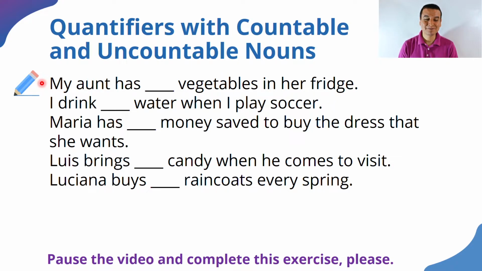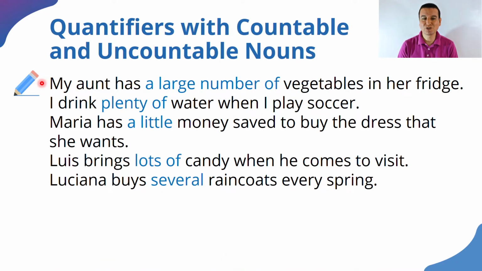All right. Thank you very much for having done that. And here I have some sample answers for you. The first one could be, my aunt, or some people say my aunt, has a large number of vegetables. I could say many vegetables also, in her fridge. But since we had this countable noun, we could use any of those.